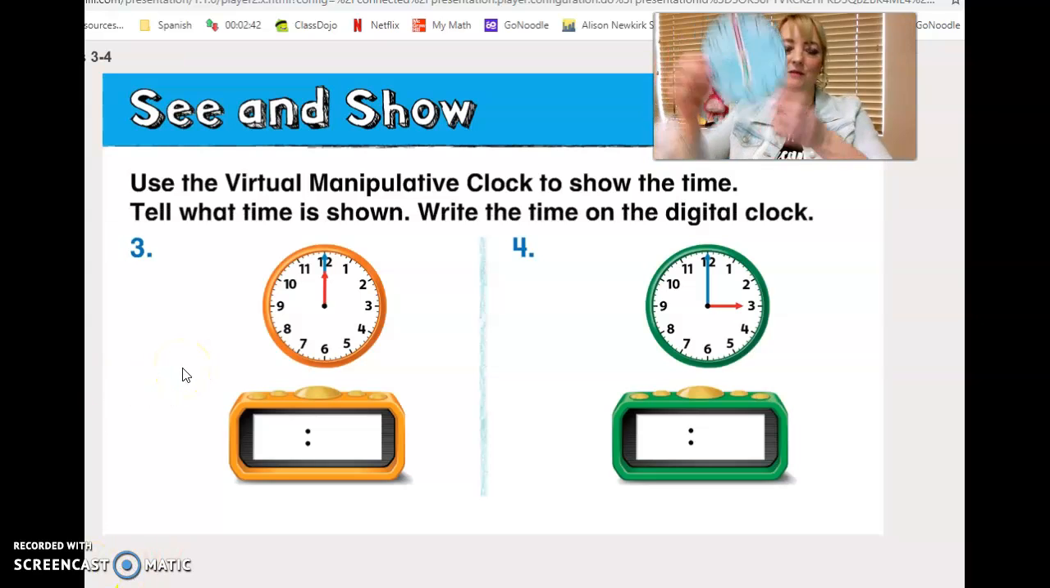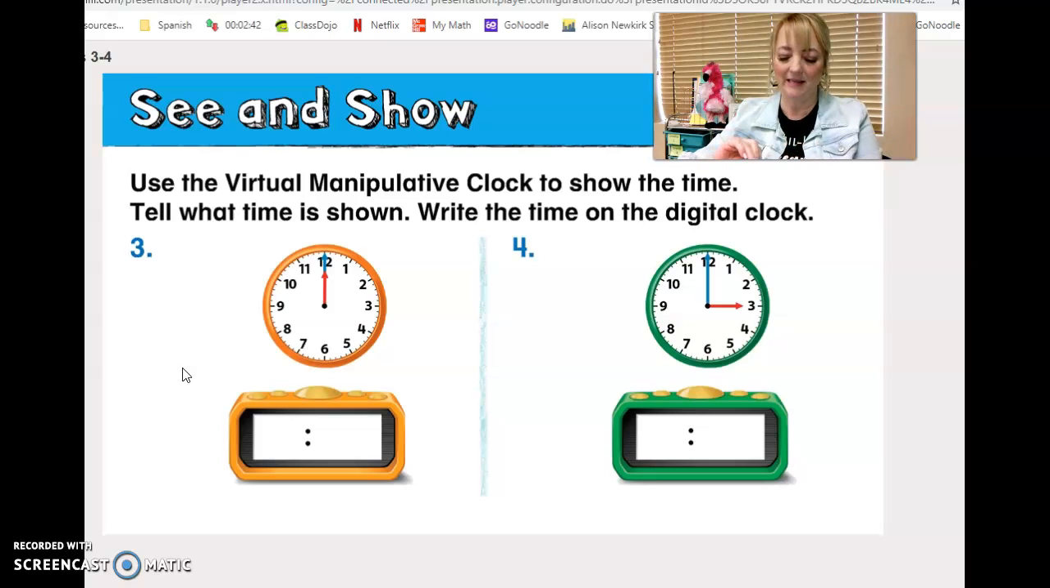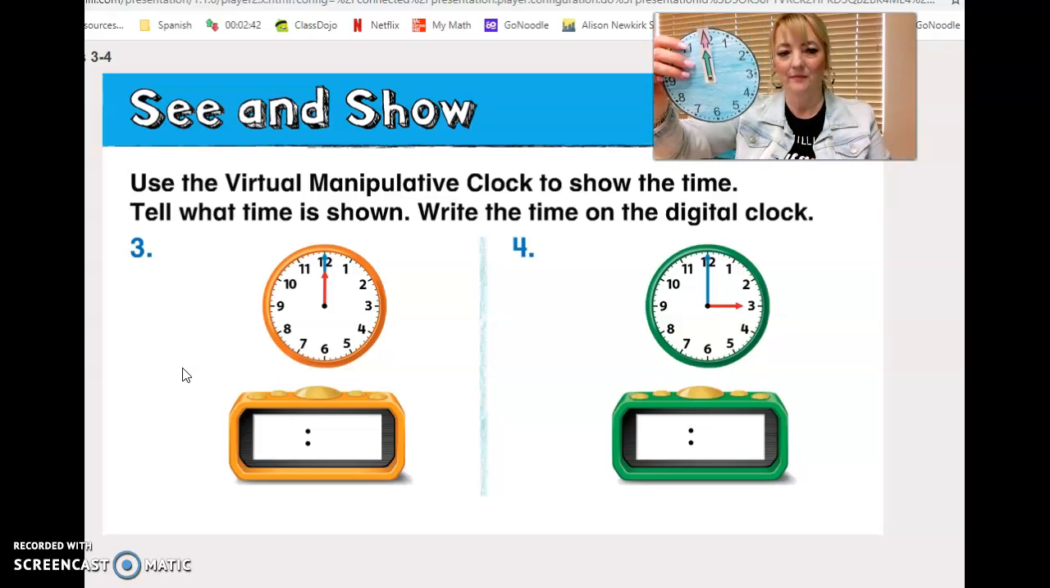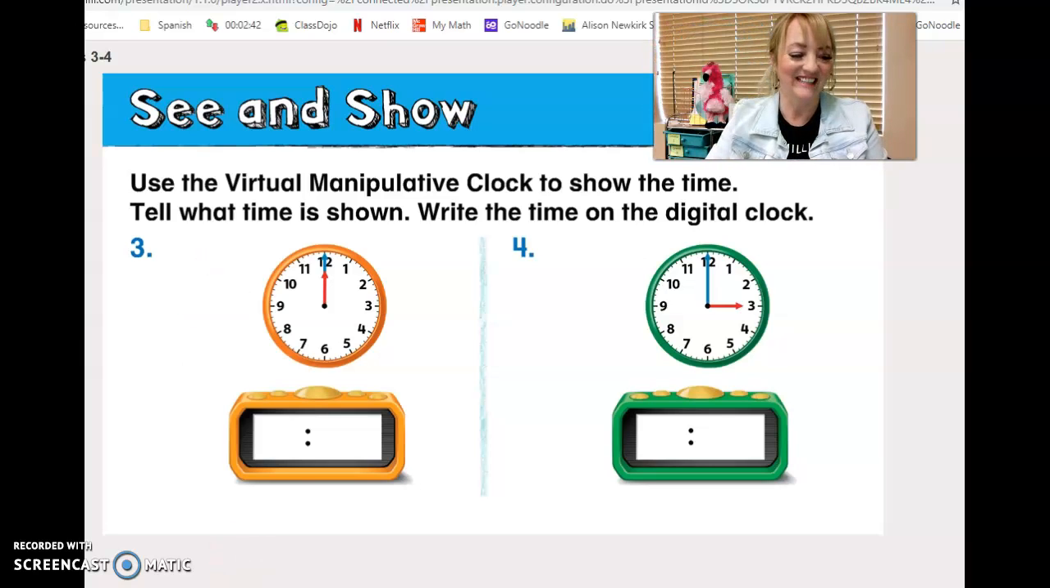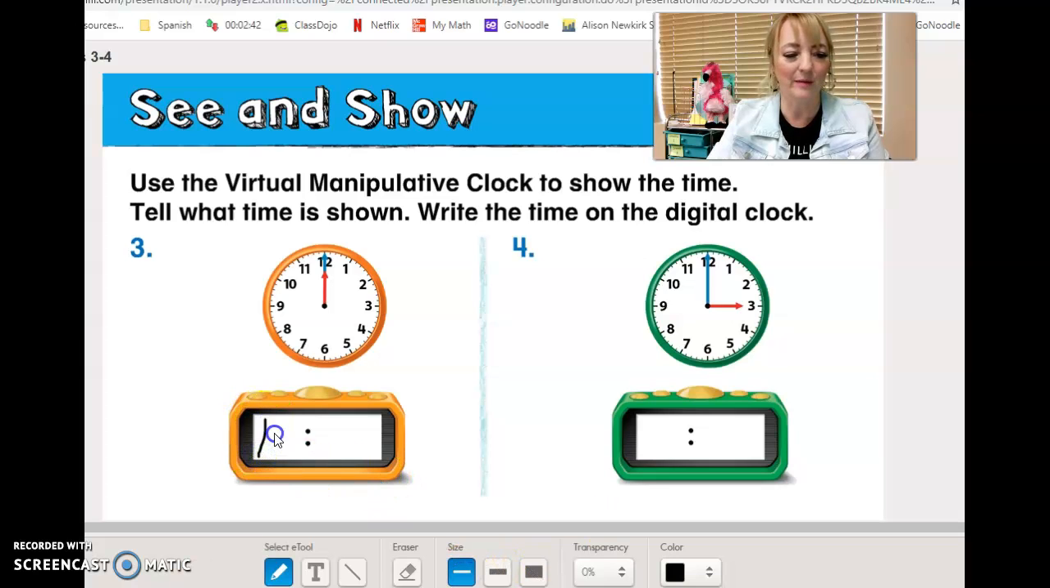Okay. Let's go on to number 3. Looks like that tricky one where both the minute hand and the hour hand are pointing at the 12. So what would that tell us? 12 o'clock. So 12 separated by the colon. O'clock.